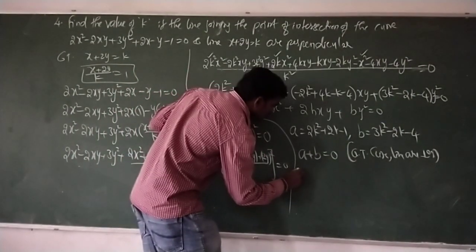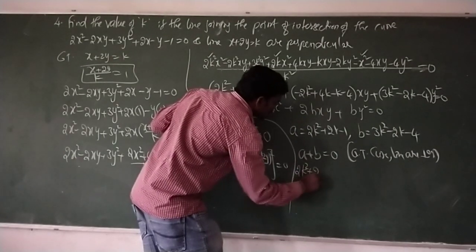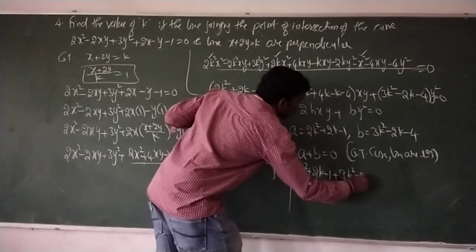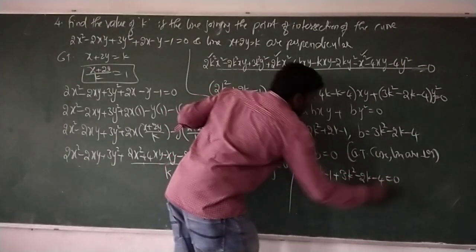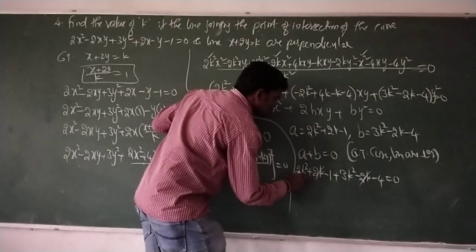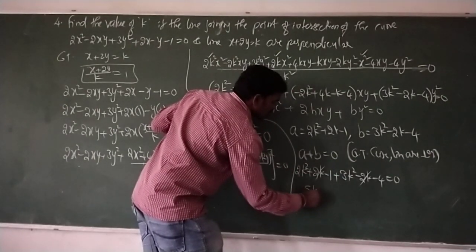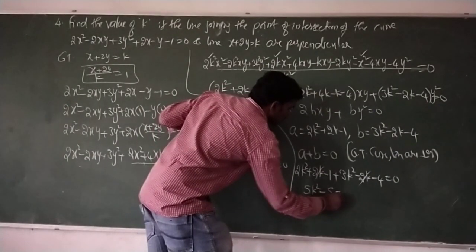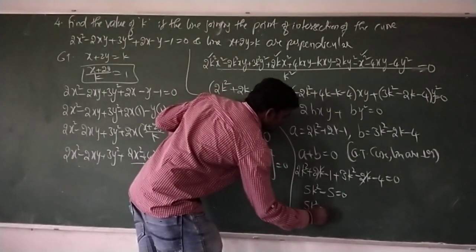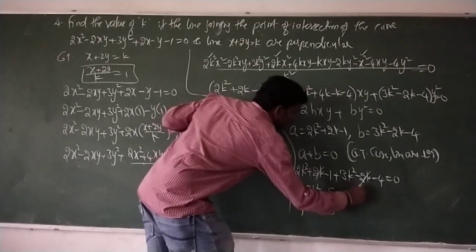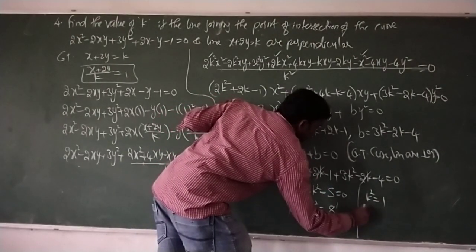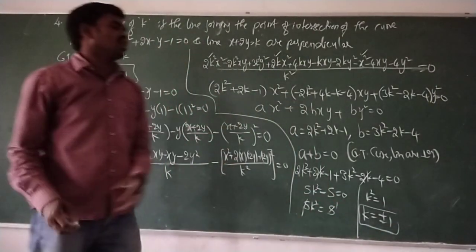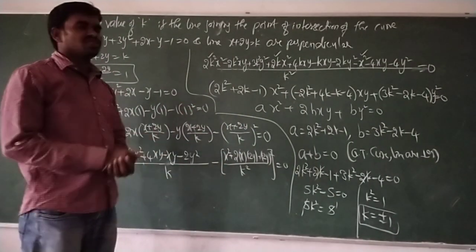So a means what here? 2k square plus 2k minus 1, plus b means what? 3k square minus 2k minus 4 is equal to 0. Plus 2k minus 2k cancel. 2k square plus 3k square becomes 5k square. Minus 1 minus 4 is minus 5. So minus 5 equal to 0. Then 5k square equal to 5, so k square equal to 1. Then k equal to plus or minus 1. We must write plus or minus 1. So that is the k value of this question.